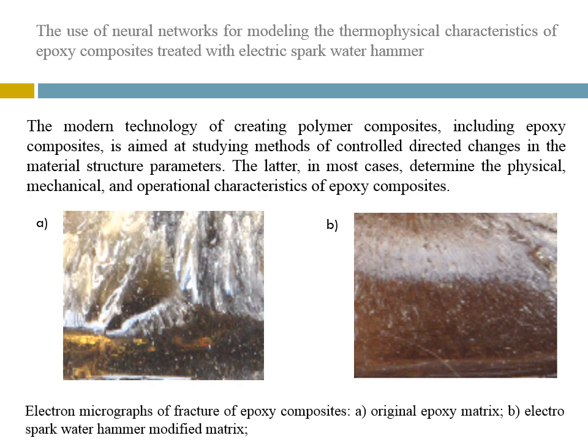Polymer composite materials are used in various industries: mechanical engineering, construction, and aviation. Composite materials are increasingly used in critical elements of aircraft. Modern technology for processing polymer composites, including epoxy composites, is aimed at studying methods of controlled changes in the material structure parameters. The latter, in most cases, determine the physical, mechanical, and operational characteristics of epoxy composites.